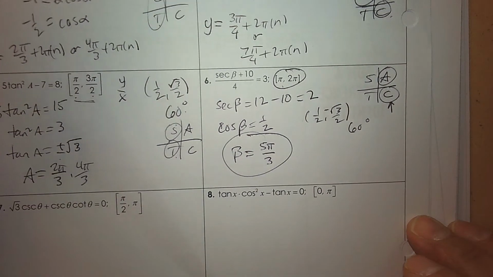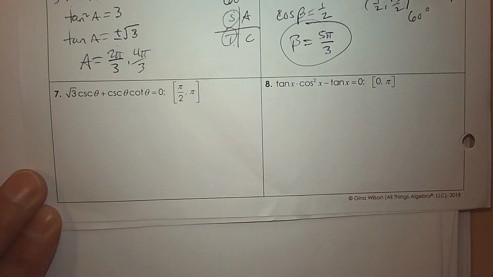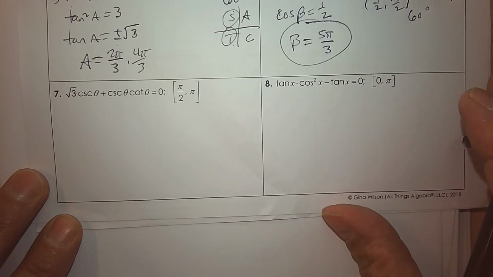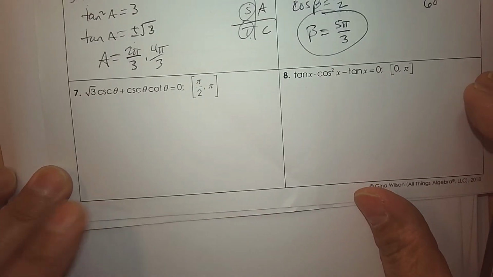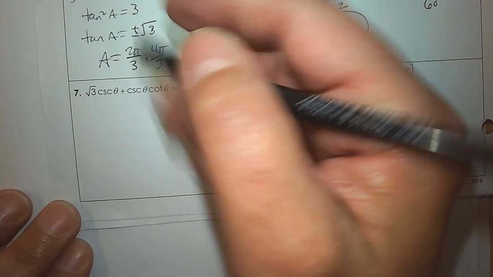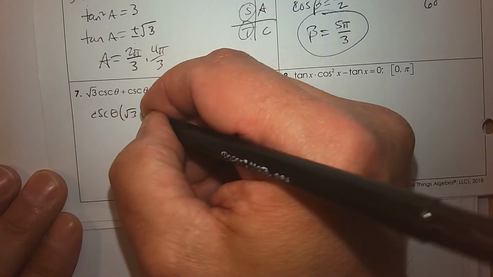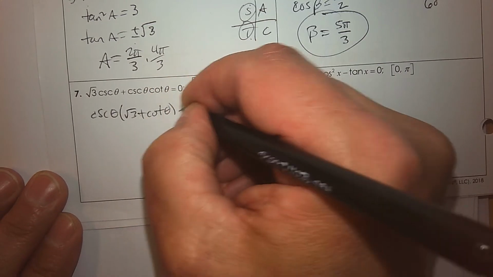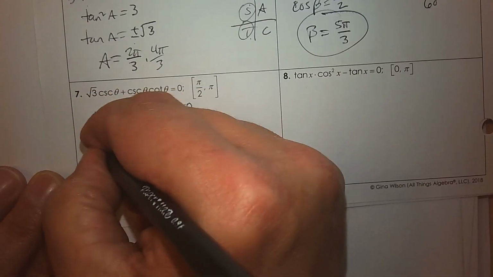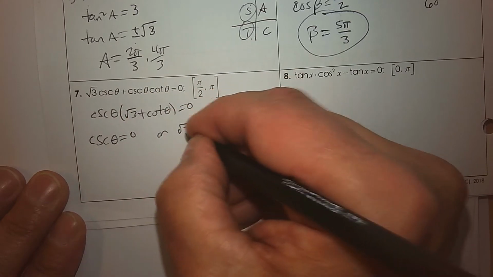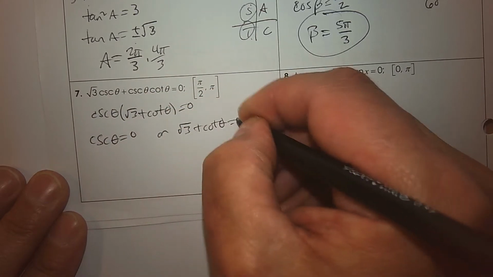Number 7. So I'm going to do some factoring here. So I'm going to factor out a cosecant theta and be left with root 3 plus cotangent theta equals 0. So there's two options here. One could be cosecant theta could equal 0, or root 3 plus cotangent theta could equal 0.